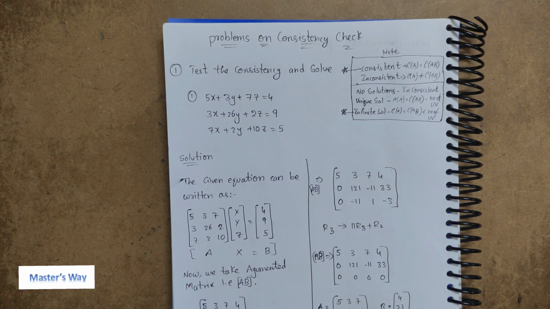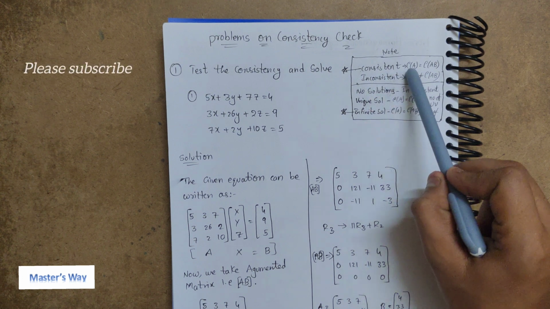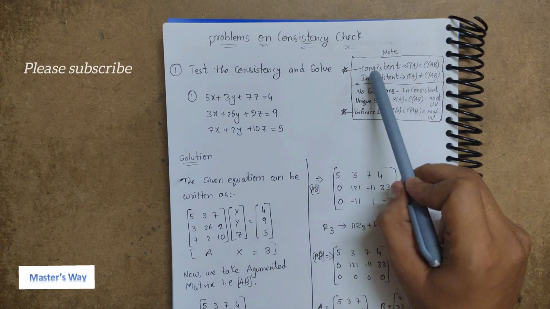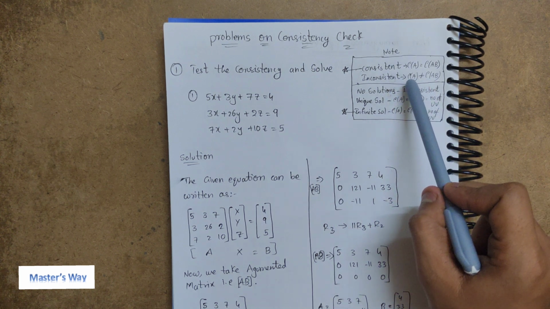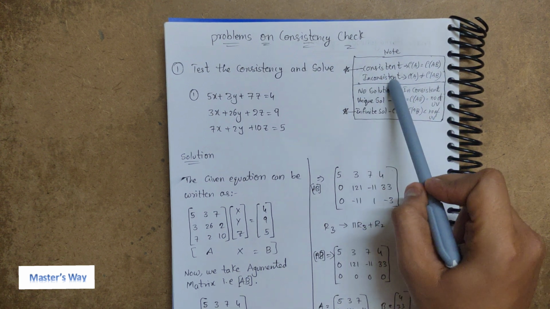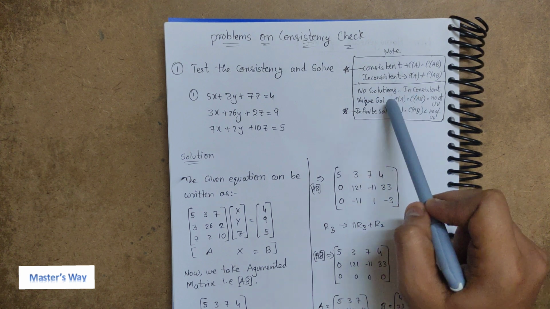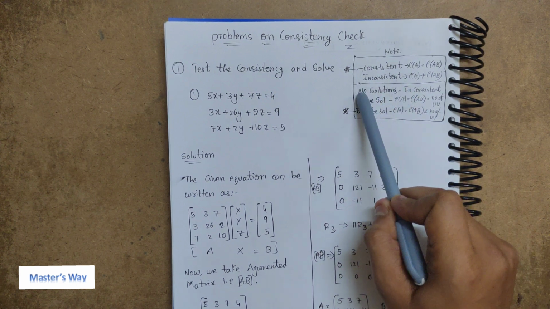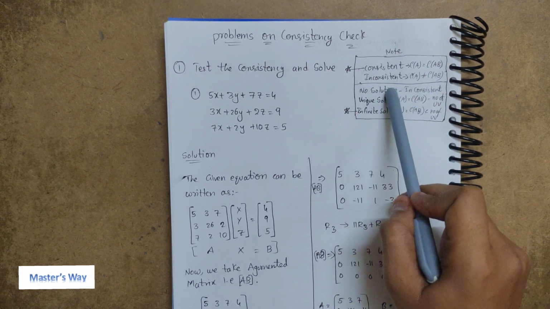In this video, let's see some problems on consistency check. So here you can observe the note which I have abstracted from the previous concept. When rank of A equal to rank of AB, then the system is consistent. When rank of A is not equal to rank of AB, then the system is inconsistent. Now when the system is inconsistent, then there are no solutions. Inconsistent system means no solutions.